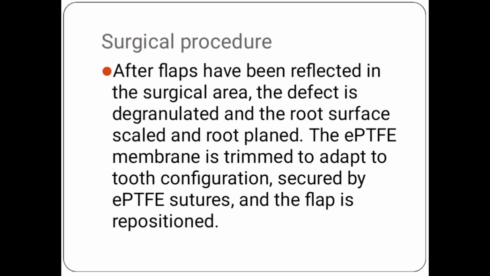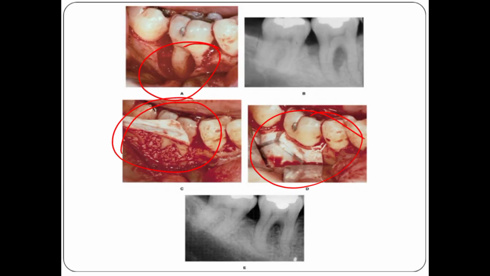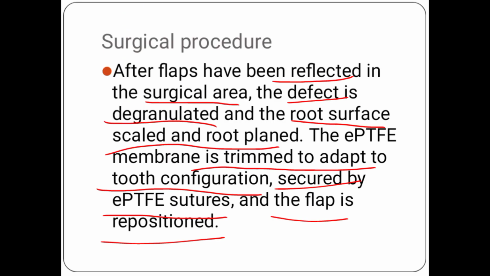Surgical procedure: after the flaps have been reflected in the surgical area, the defect is degranulated, meaning that area is cleaned. The granulation tissue is removed and the root surface is scaled or root planed. The membrane is trimmed to adapt to the tooth configuration, so it can be placed properly and adapt to the tissue structure. It is secured by PTFE sutures, and the flap is repositioned. This is the description of the previous picture: the flap is reflected, the granulation tissue is removed by scaling and root planing, the membrane is trimmed to adapt to the tissue configuration, then sutured, and the flap is repositioned.